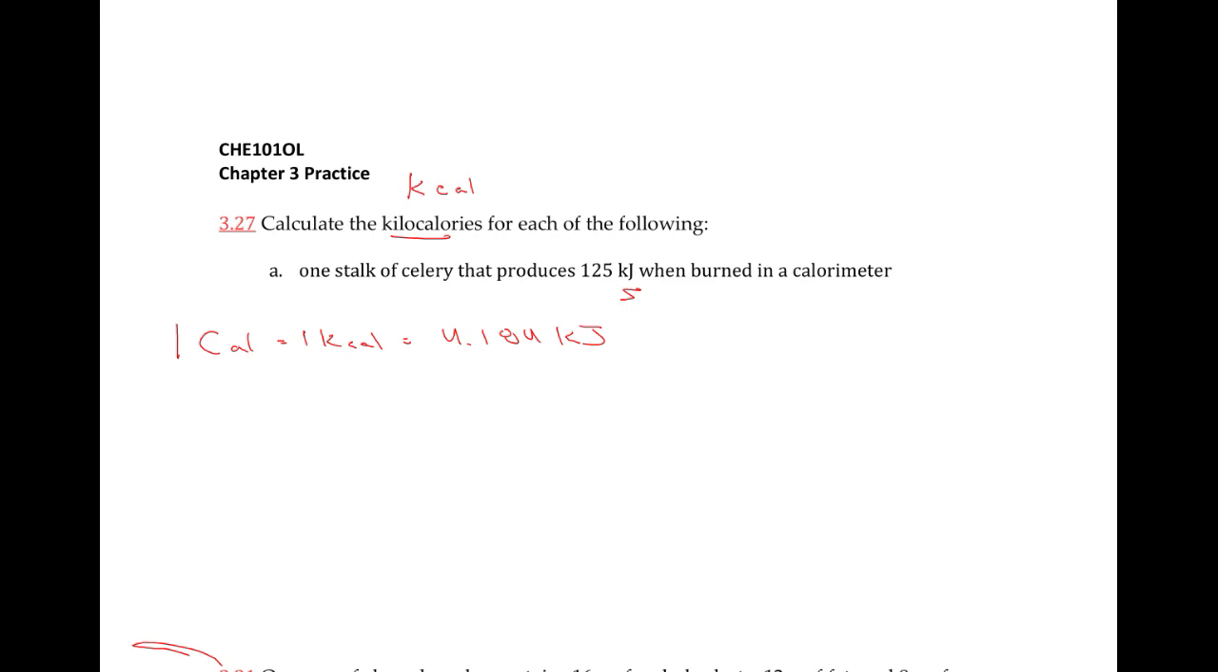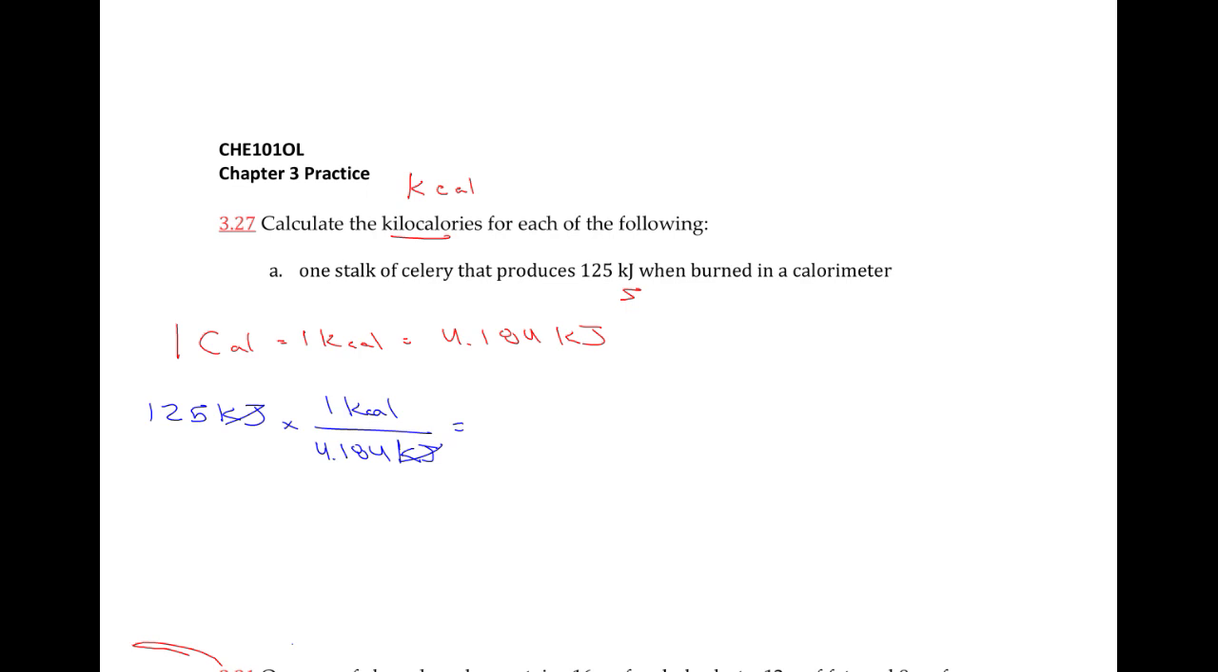So we're going to set this up using dimensional analysis. If we're starting with 125 kilojoules, we need to multiply this by a conversion factor that has kilojoules in the denominator, such that we can cancel our units out. The conversion factor that we can use is 4.184 kilojoules is equal to 1 kilocalorie. And that's all there is to it.